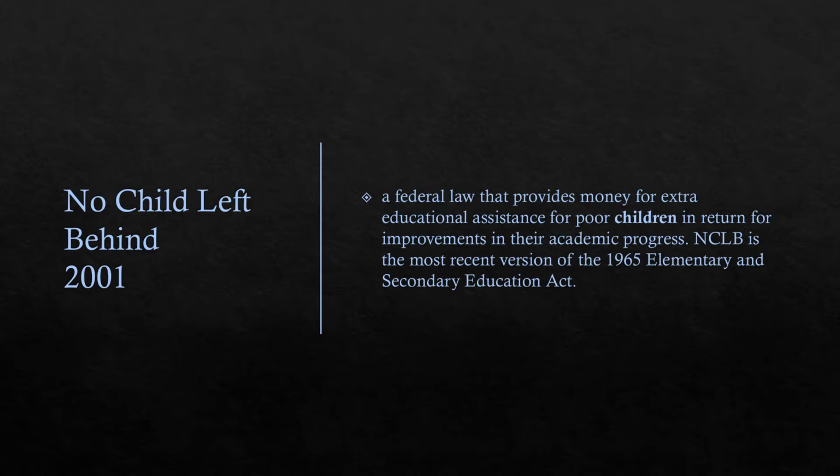In 2001, the federal law No Child Left Behind was created. This is a law that provides money for extra educational assistance for poor children in return for improvements in their academic progress. No Child Left Behind is the most recent version of the 1965 Elementary and Secondary Education Act. Without No Child Left Behind, many children would be left without a proper education, and the money that's given to them makes them want to work harder for a better education.